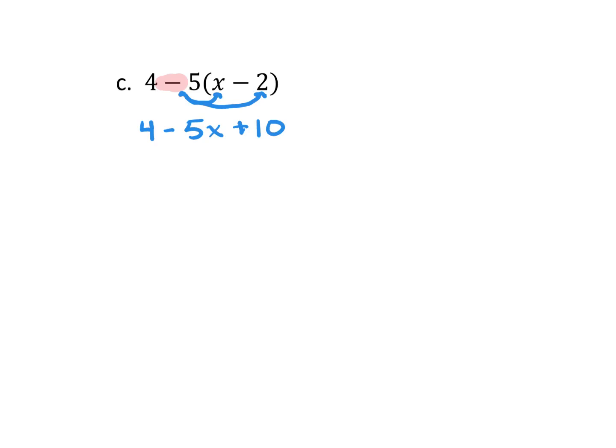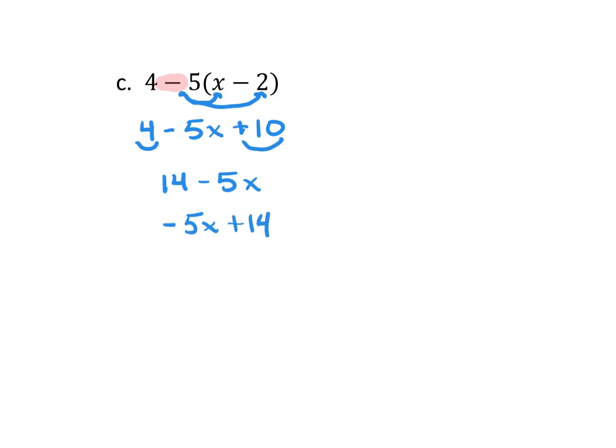All right, we want to combine like terms. We can combine 4 and 10. We get 14 minus 5x. Or you can write this as negative 5x plus 14.